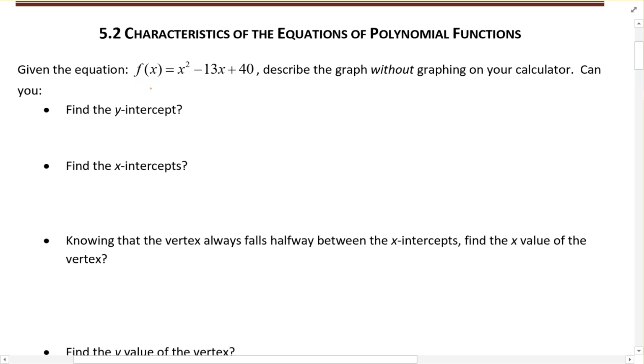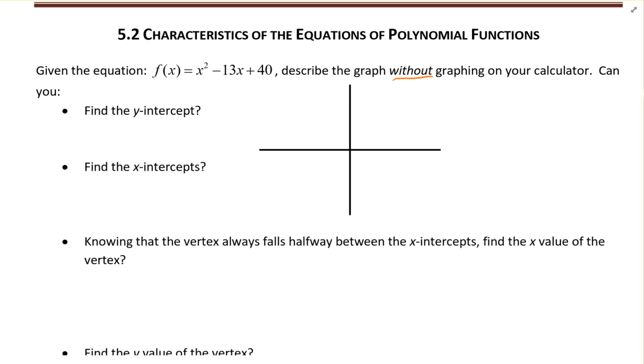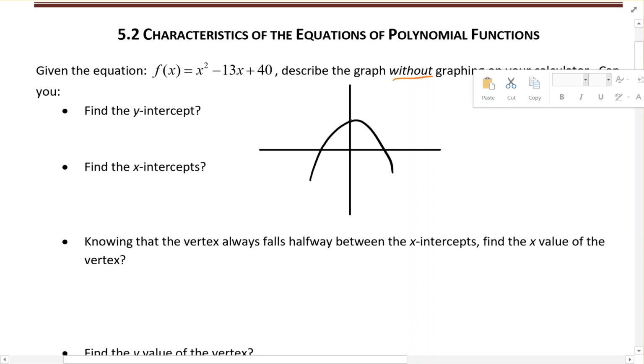All right, so given this equation, describe the graph without graphing on your calculator. Can you find the y-intercept? So I'm just going to sketch something out kind of quick here. If I just made a little grid like this, the y-intercept, remember, is going to be where it crosses, like it'd be like that, right? Like where it crosses here, and this would be the y-intercept if that's what it was, right? I'm not saying that is the graph, but that's what we'd be looking for.